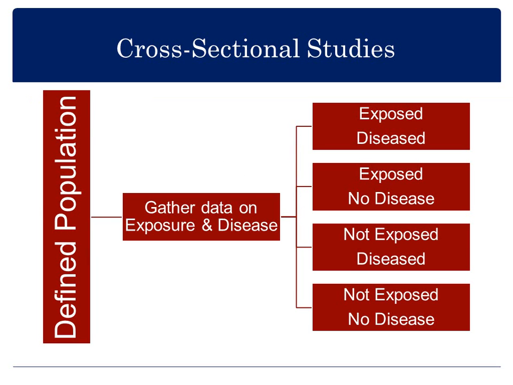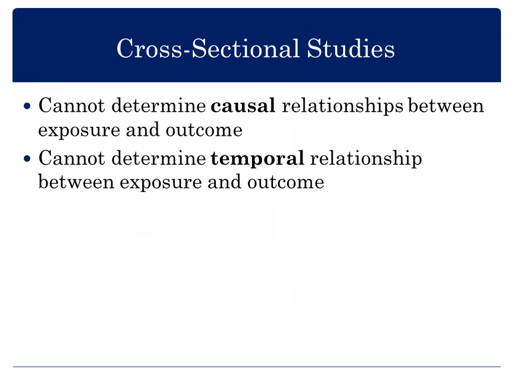You define your population, you gather information for subjects on their exposure and their disease status, and then you classify them into groups. You'll have some subjects who are both exposed and diseased. You'll have some that were non-exposed and also not diseased. The reason I'm emphasizing that there's no time relationship is because that's part of the limitations of a cross-sectional study. Cross-sectional studies cannot determine cause and effect.